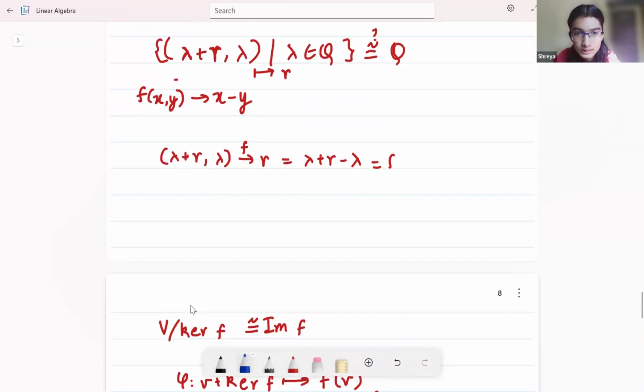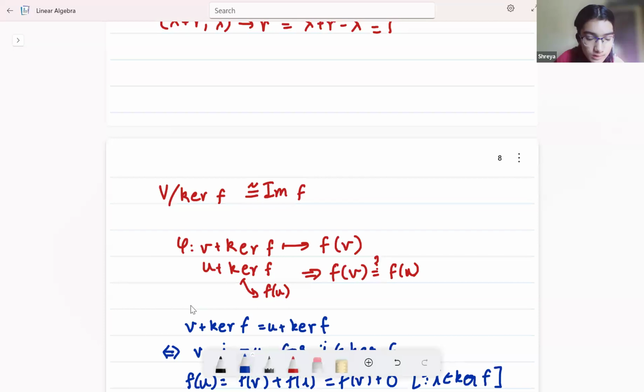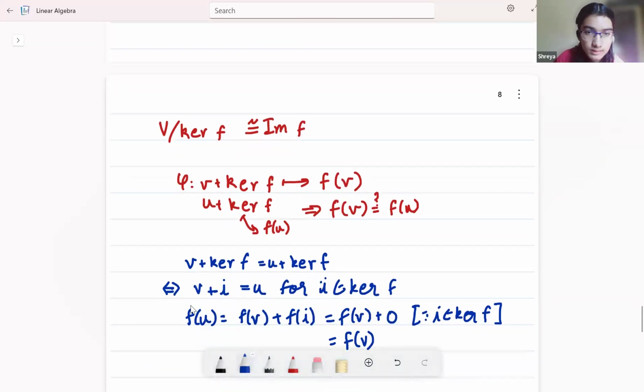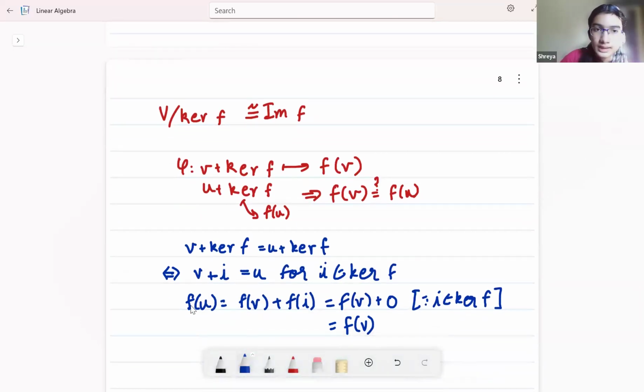And now we need to prove that this is well defined. No, we proved it's well defined. We need to prove that it's an isomorphism. So why is it surjective? Any element in the image is f of k for some k, so just take k plus the kernel. Yes, exactly, so it's surjective. And why is it injective?